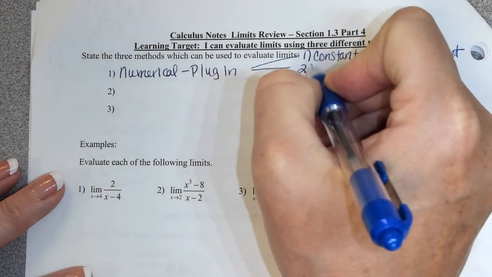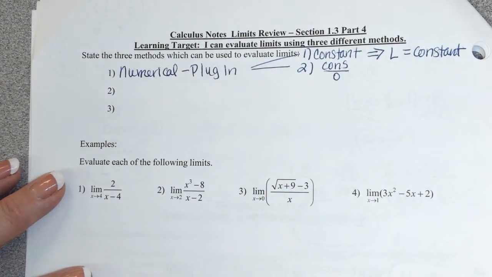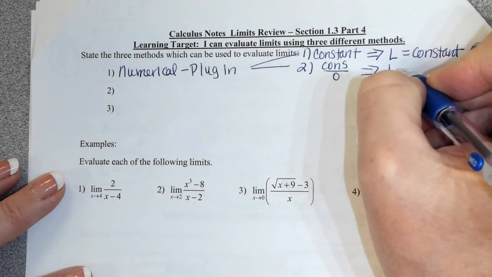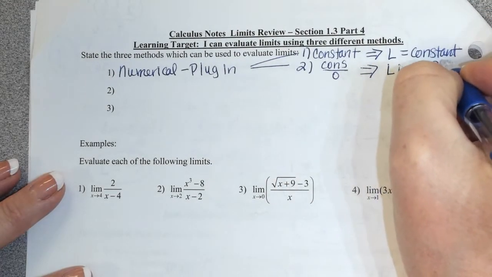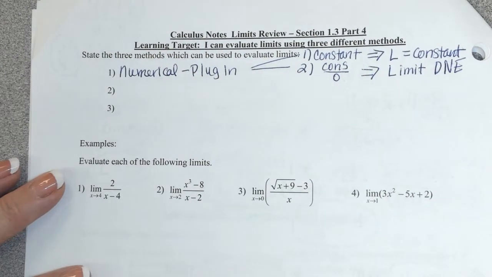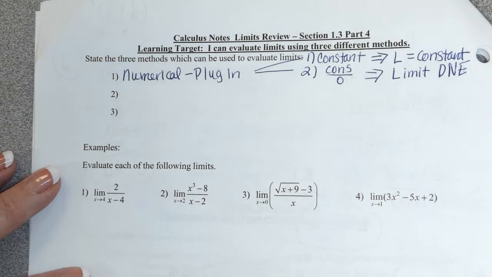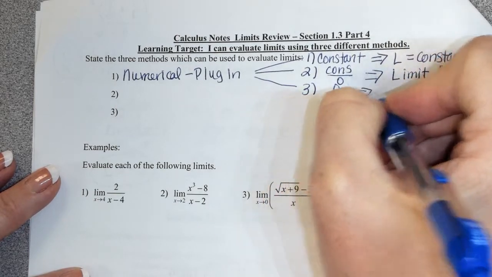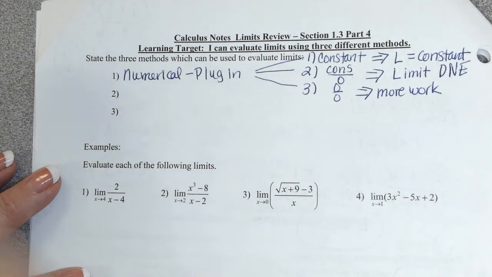The second thing that can happen is we get a constant divided by 0. If that happens, it's pretty good news, because what that means is the limit, anybody know? Does not exist. We'll just abbreviate that, D and E. So if we get 5 over 0, 10 over 0, 100 over 0, the limit does not exist. But what if we get 0 over 0? 0 over 0 means we have to do more work. So then we go to step 2.